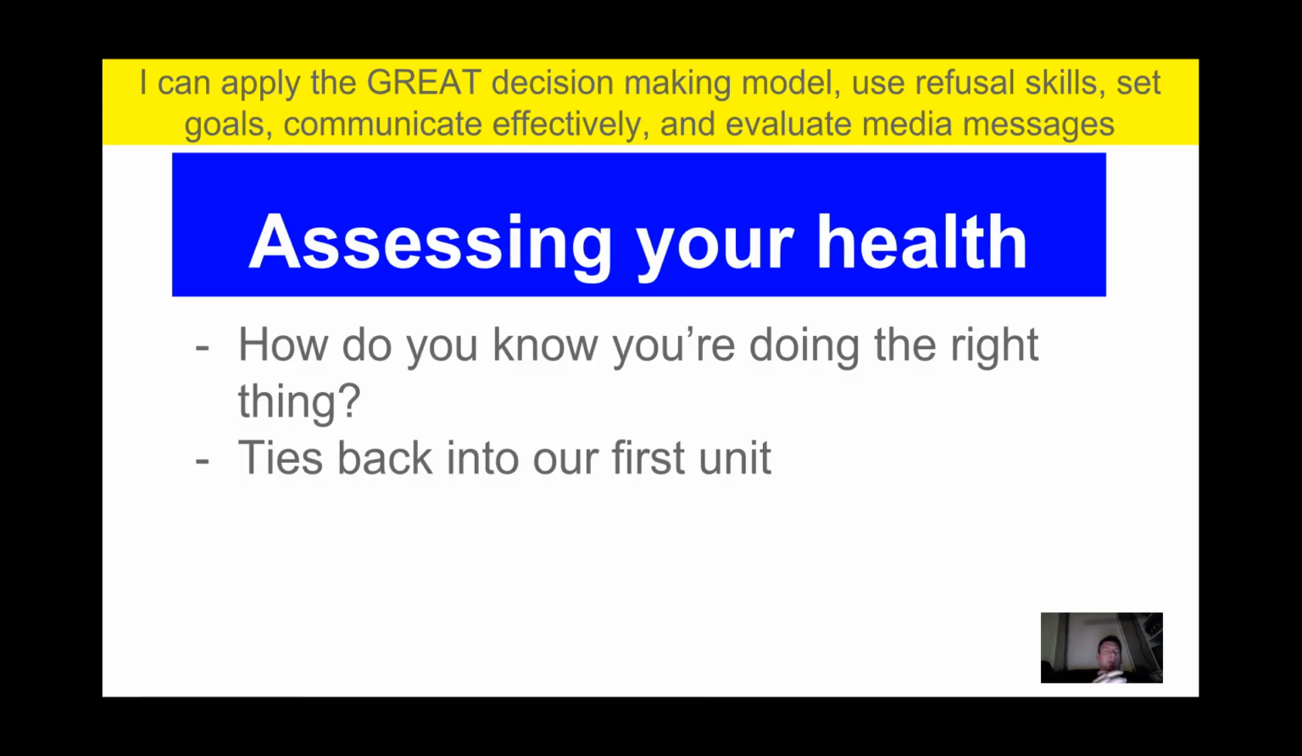The first one we'll discuss for today is assessing your health. How do you know you're doing the right thing? This goes back to our first unit with regard to physical health. Your ability to understand where you're at currently is going to have an impact on where you want to go. If I've got some goal I want to set for myself, whether it's to lose weight, chances are you've figured out there's something you don't like about what's going on right now. It could be that you're not exercising as much as you want, or you don't particularly like the type of food you're eating. So assessing where you're at right now is really important.